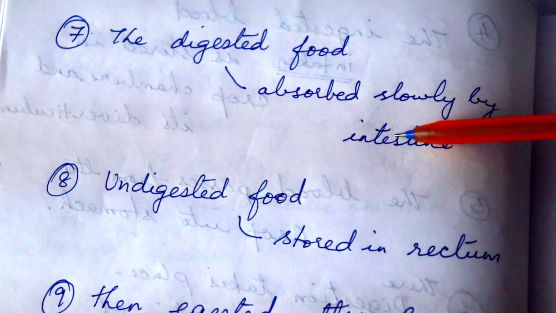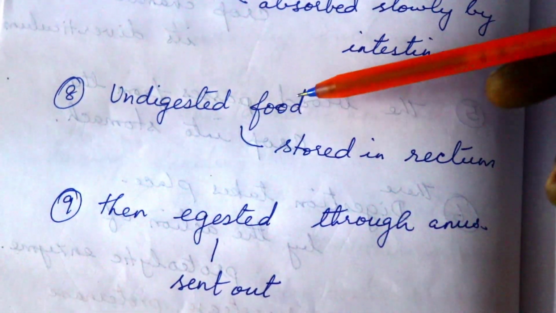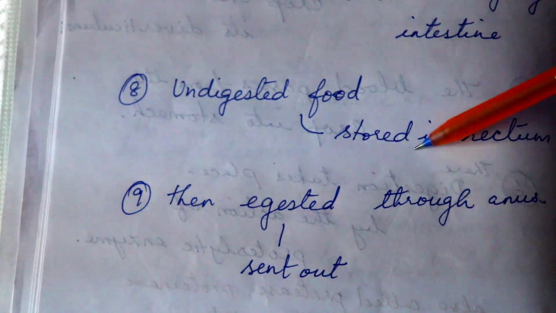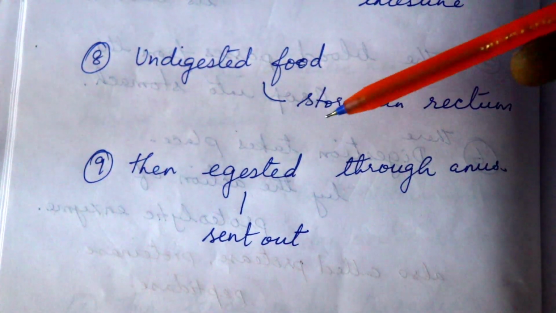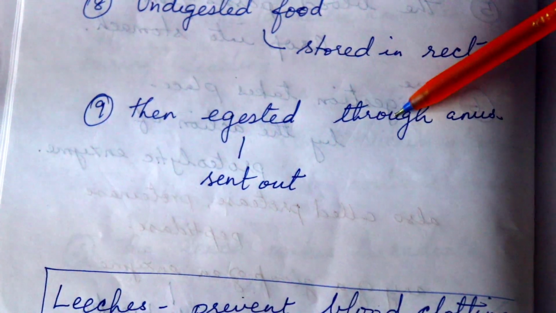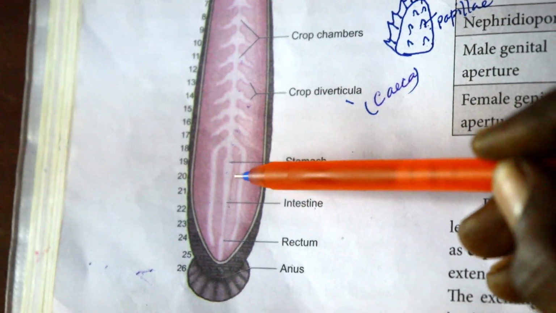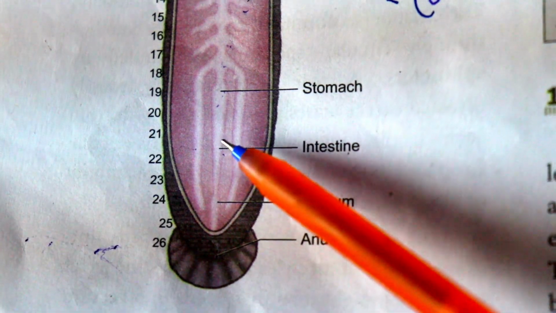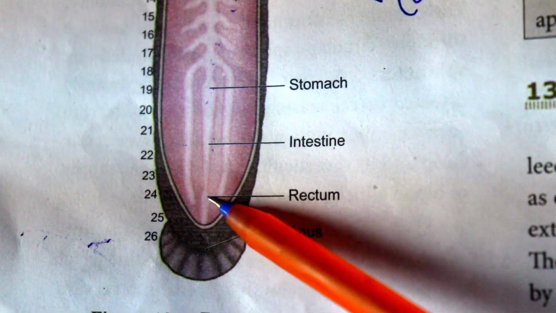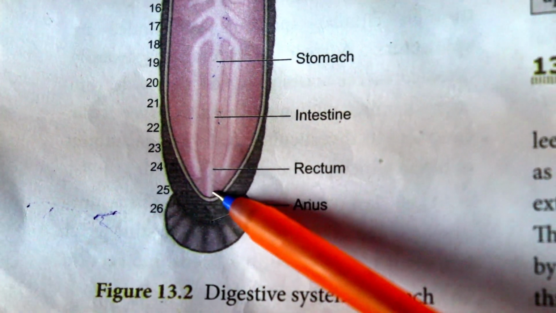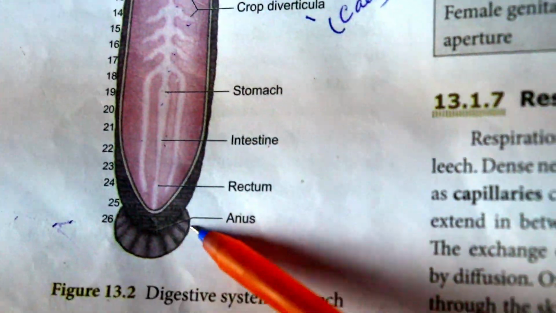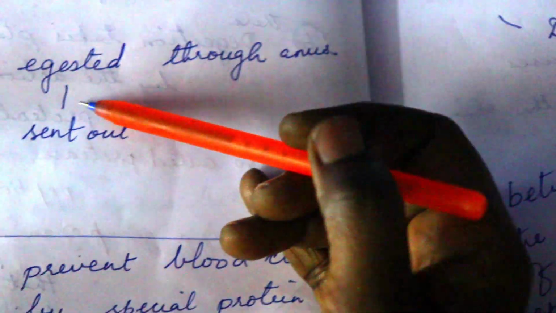Digested food is absorbed by the intestine, and undigested food, which is not digested at all, is stored in the rectum. So all the roughage will be stored in the rectum, and then it is ejected through the anus, that is sent out. We can see it here. Digestion takes place here, and digested food absorption takes place here in the intestine. Then undigested food will be stored here in the rectum, and whichever is not wanted is ejected out through the exterior pore called anus. So this is about the digestive system.